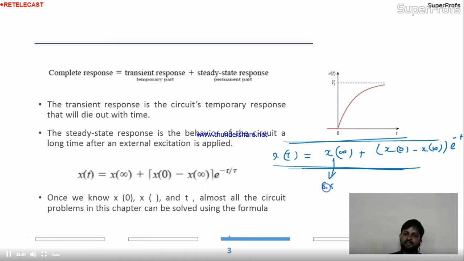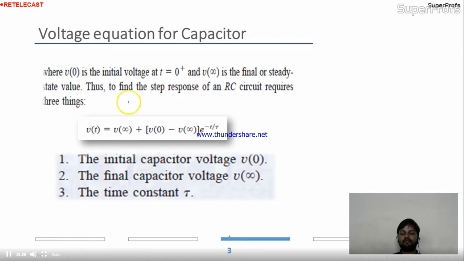Here this is the steady state response, and this part, the exponential part, means the transient part. So this is the transient part, and the constant part is the steady state. Once we know x0, x infinity and tau, almost all the circuit problems in this chapter can be solved using the formula. Very important formula I am going to provide you.